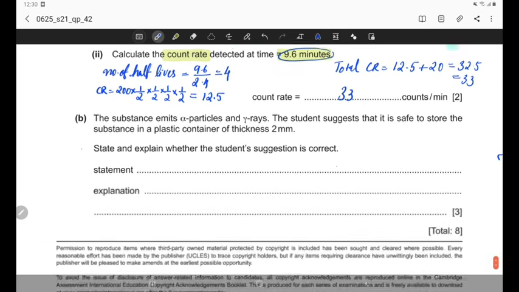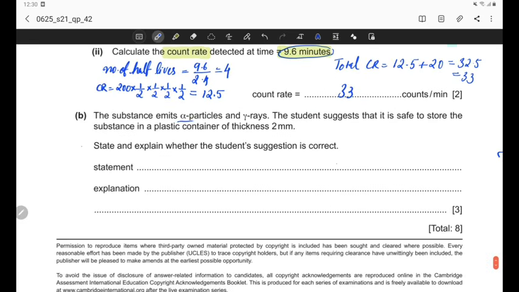Part B. The substance emits alpha particles and gamma rays. The student suggests that it is safe to store the substance in a plastic container of thickness 2 mm. State and explain whether the student's suggestion is correct. So we just need to check whether keeping these alpha particles and gamma rays in a plastic container of thickness 2 mm is safe or not.